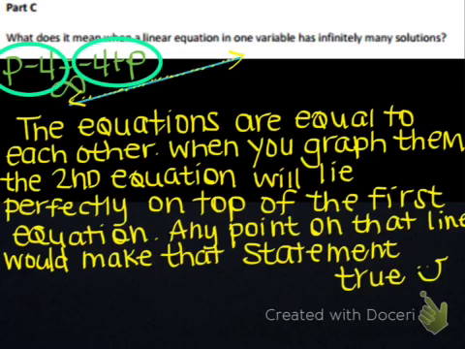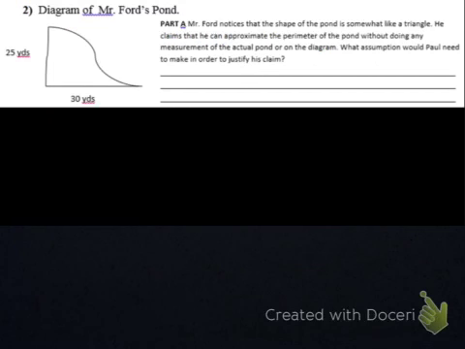Okay, now we have a diagram of Mr. Ford's pond. The first part says, part A, Mr. Ford notices that the shape of the pond is somewhat like a triangle. Kind of, I guess. He claims that he can approximate the perimeter of the pond without doing any measurement of the actual pond or on the diagram. What assumption would Mr. Ford need to make in order to justify this claim?